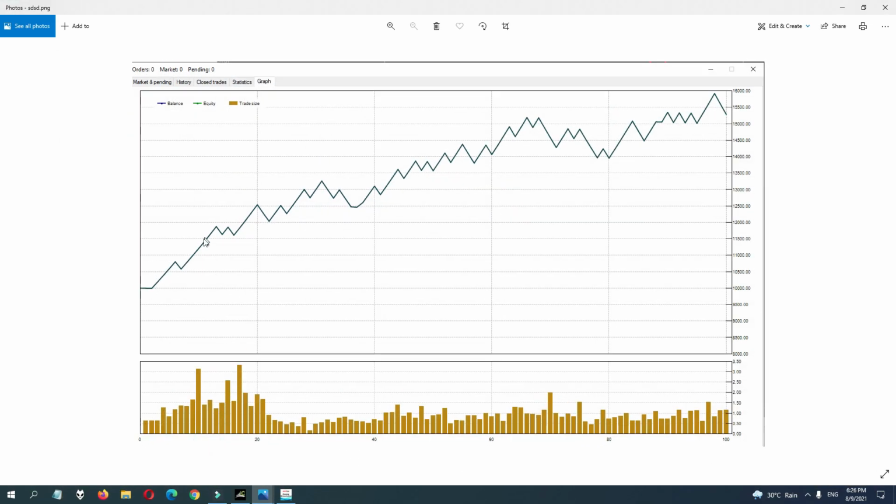It's a graph. Around this area when the market is trending, I have almost 70% win rate, 69 to 70% win rate. And then it starts to range and we lose a bit of money, but we maintain a 60% win rate.